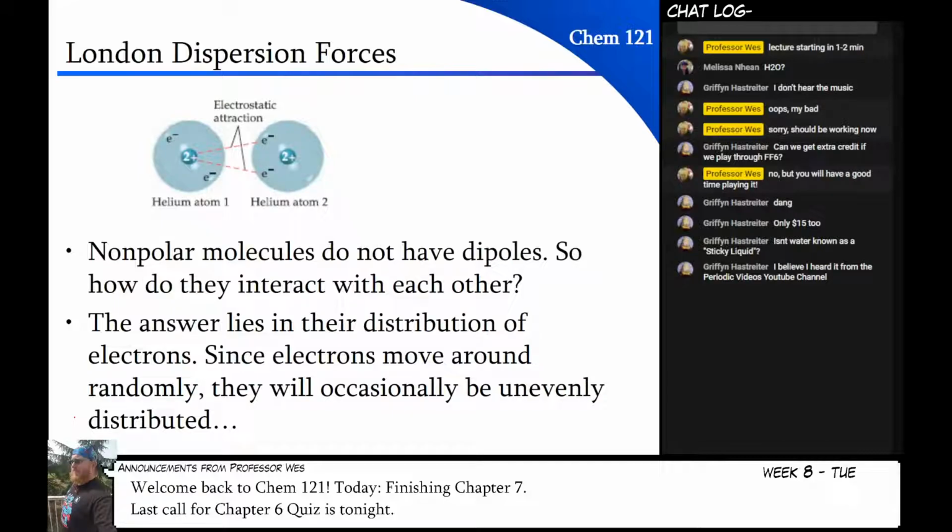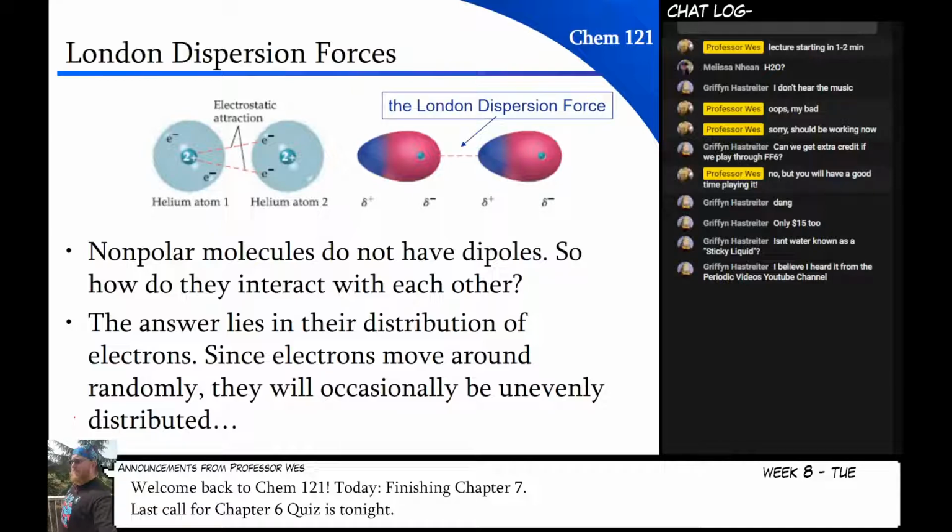Now, I hate this next picture, but I really just don't know of a good one. What this picture is showing is that if I have a delta minus on one side of the molecule, because all of my electrons are over there, and I have a delta plus on an adjacent molecule, they will attract to each other, just like with a dipole. But because these are randomly created, the attractive force is much weaker. And so we call that attractive force the London force or the dispersion force. Either one's fine.